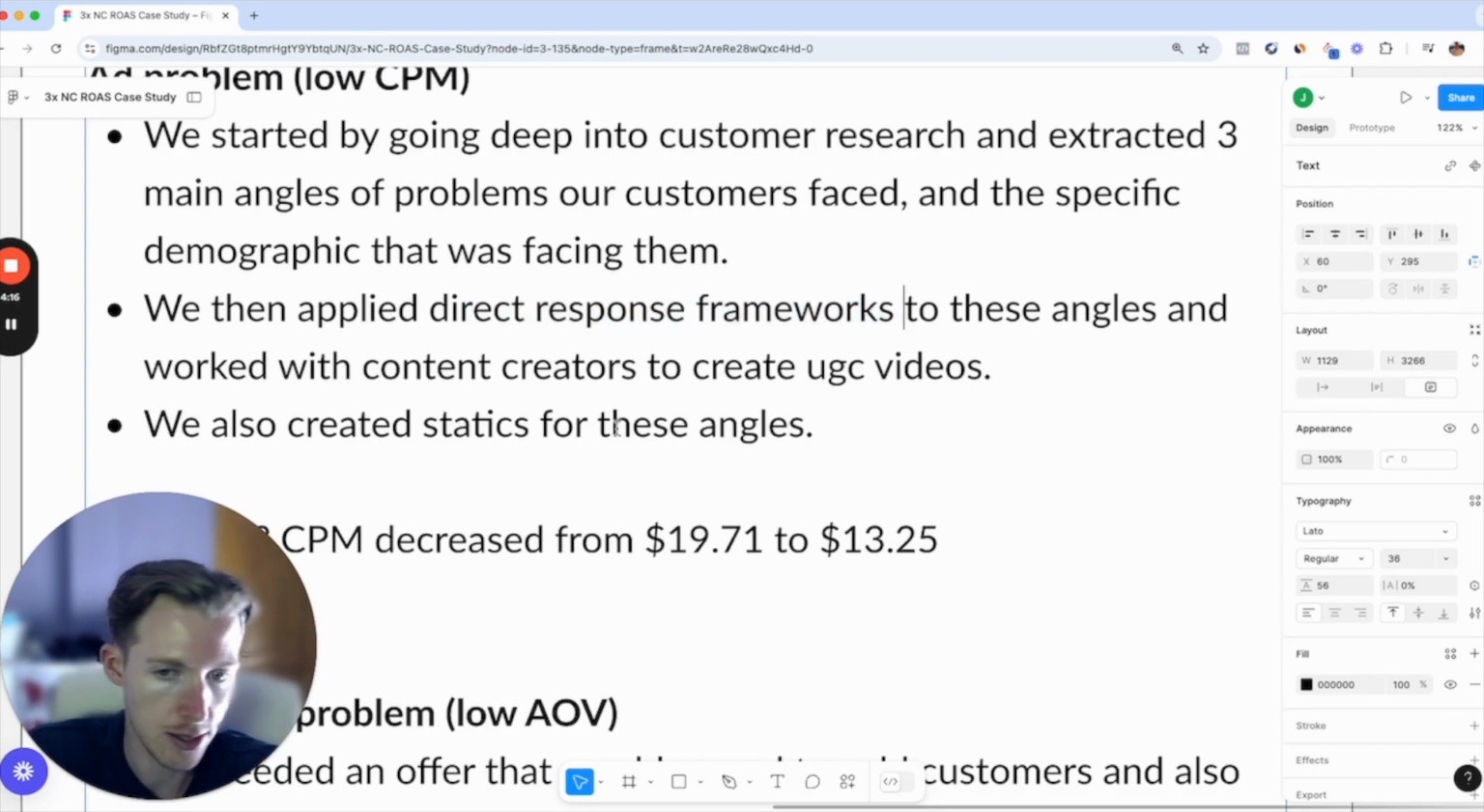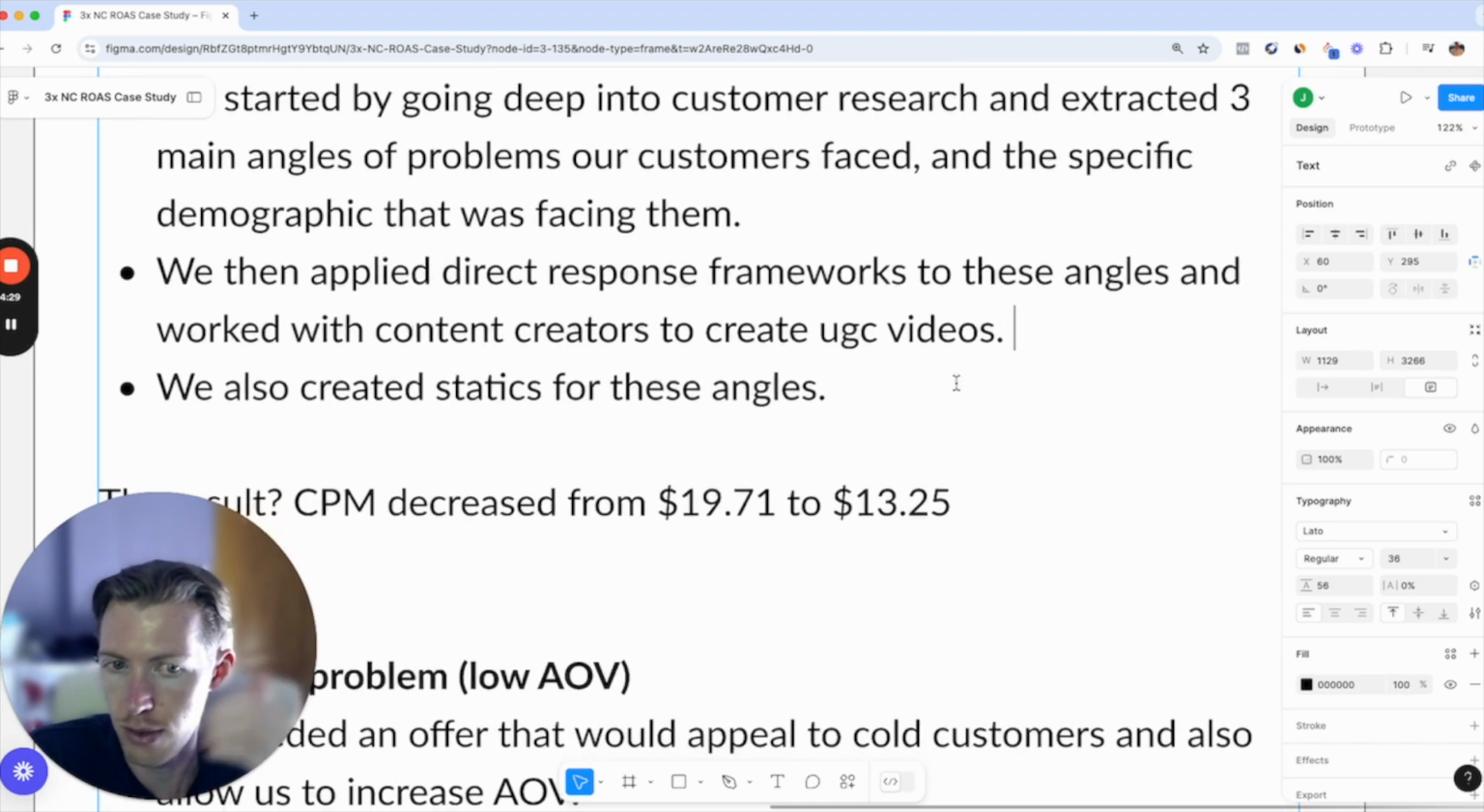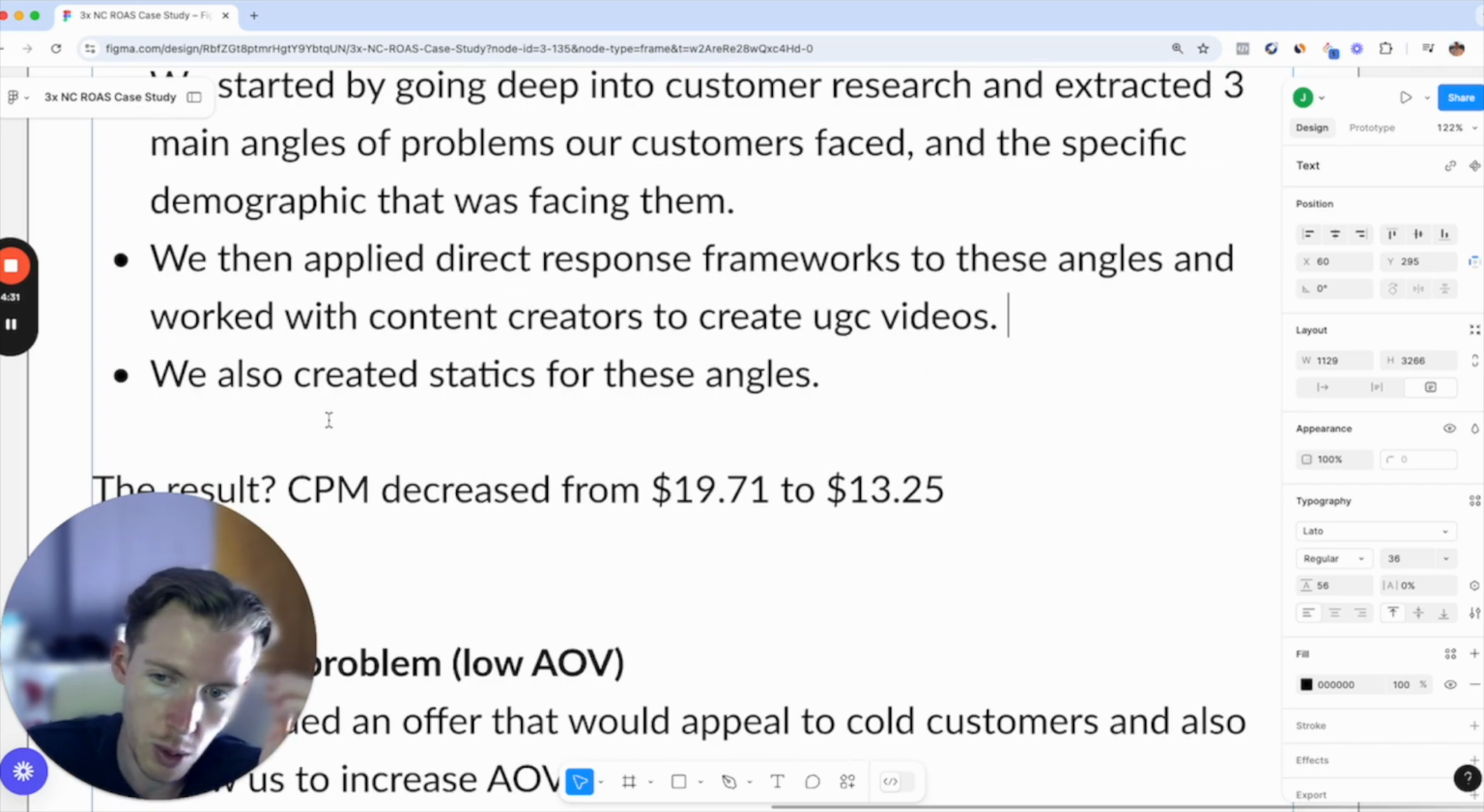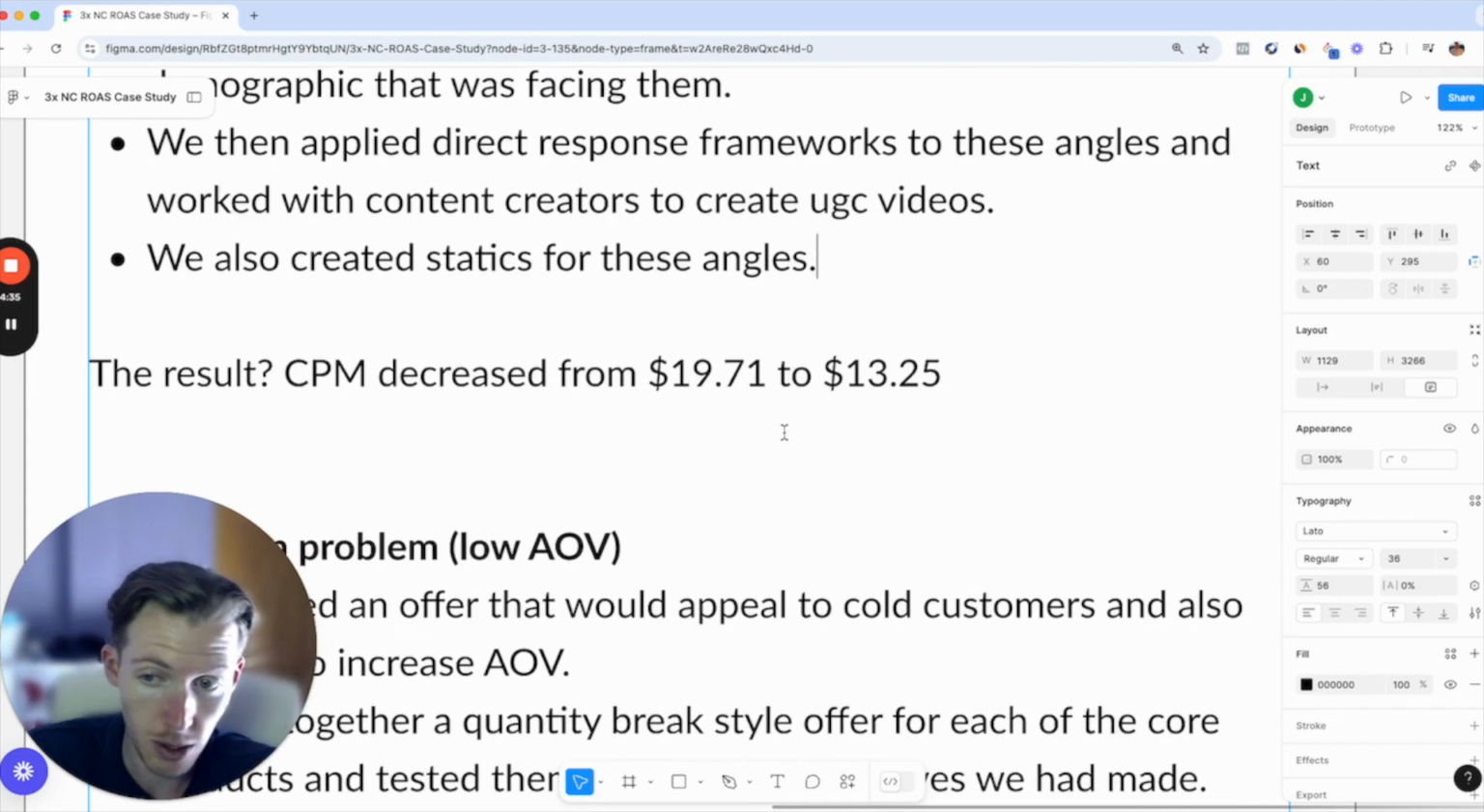And as I mentioned, working with the content creators to create UGC videos. So the important thing here is that we had these very problem and solution focused videos with the demographic that we know faces this problem and is looking for a solution, right? So everything kind of aligned up there. And on top of that, we also created statics for these angles, just with the key messages. And the result of this was the CPM decreased from $19.71 to $13.25, which is huge.